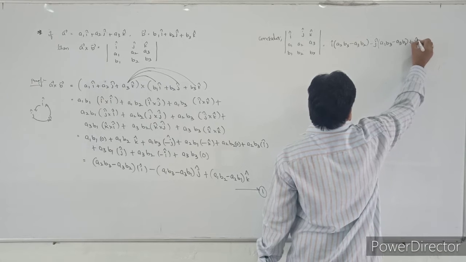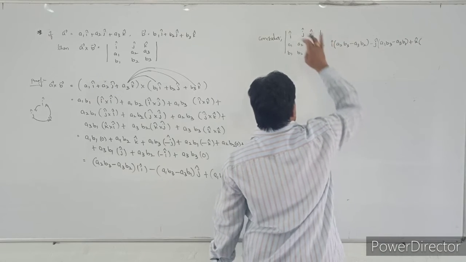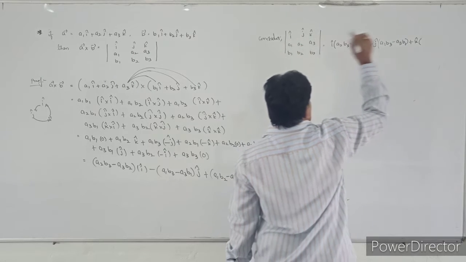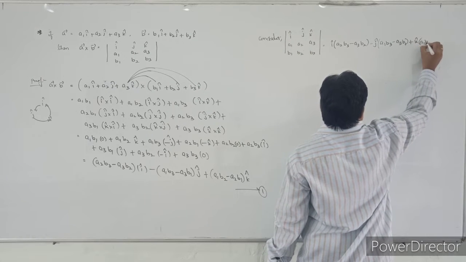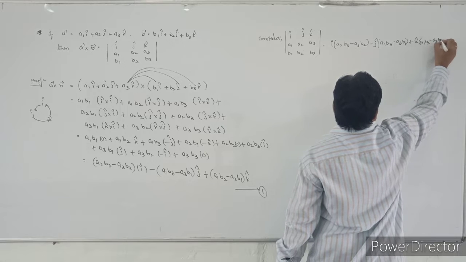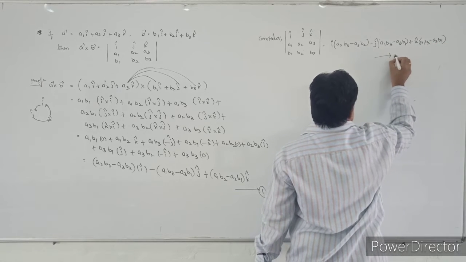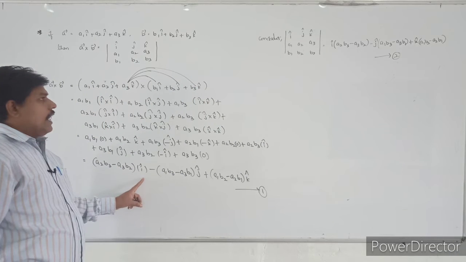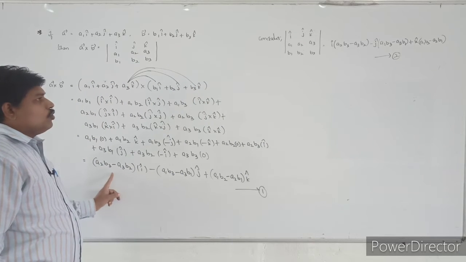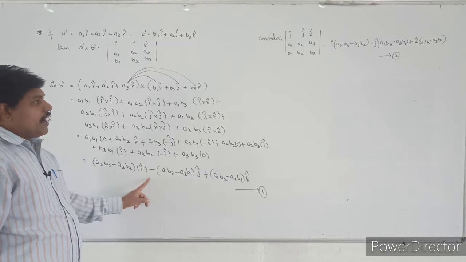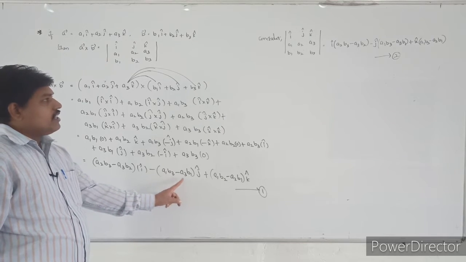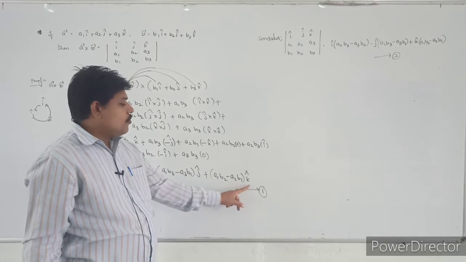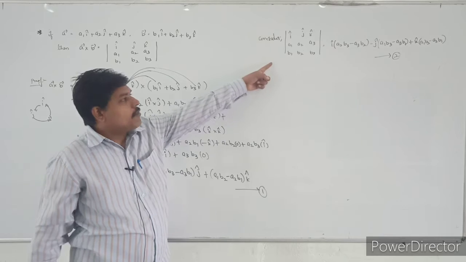Plus K cap into, delete the row and column. What is the determinant of this? A1B2 minus A2B1. So take this as equation number 2. See that one? I cap into A2B3 minus A3B2, minus J into A1B3 minus A3B1, plus K into A1B2 minus A2B1. This value and the determinant value both are the same.